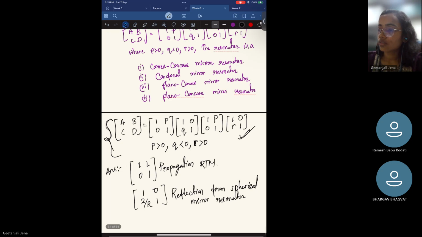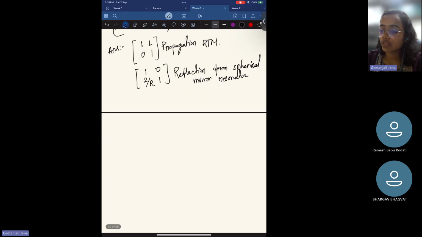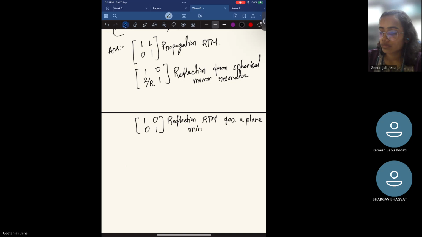And what else? For reflection from a plane mirror, we have 1, 0, 0, 1. This is the reflection RTM for a plane mirror resonator.